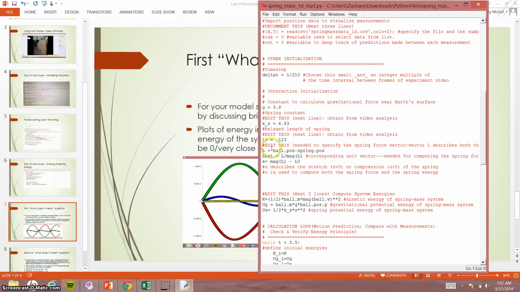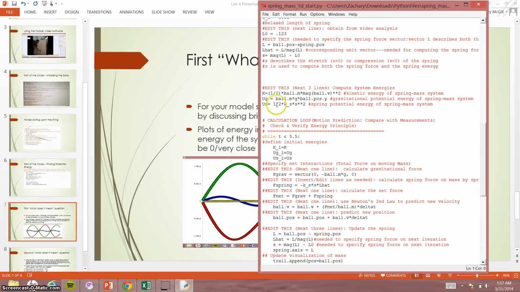And continuing, we need to calculate both the length, which is just the length of the spring at one time, a unit vector for the length, as well as a variable called s, which is the magnitude of the new length minus the at rest length. We'll be monitoring three energies throughout this video. The first is kinetic energy, which is 1/2 mv squared. The second is gravitational potential energy, which is just mgh. And the third is a spring potential energy, which is 1/2 ks times s squared. All of these are written in code here.